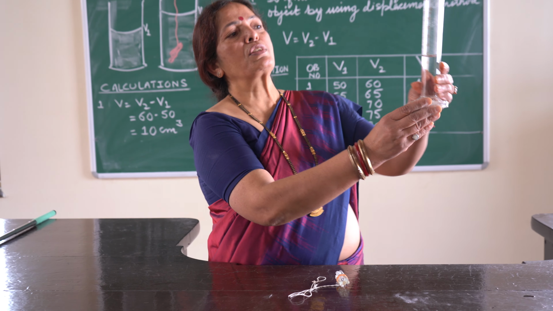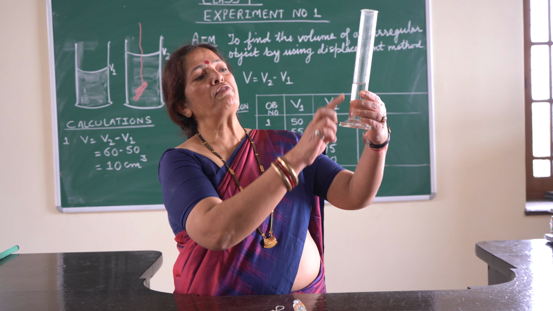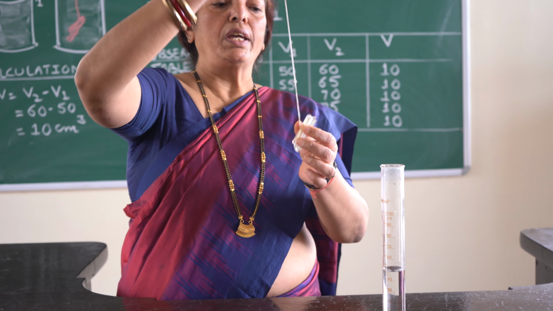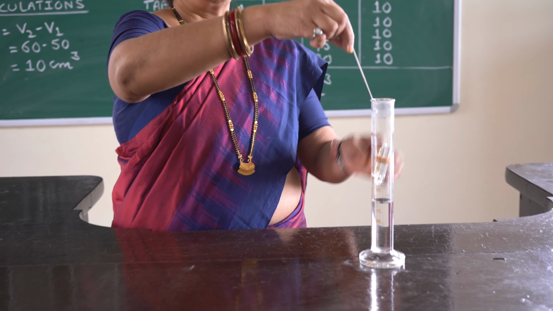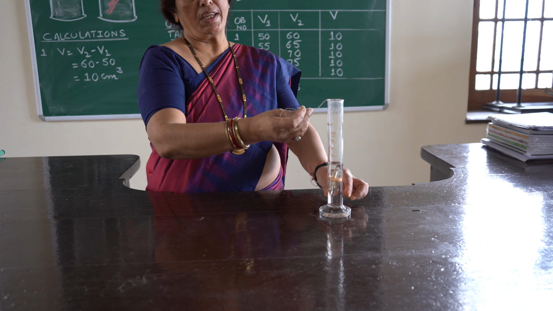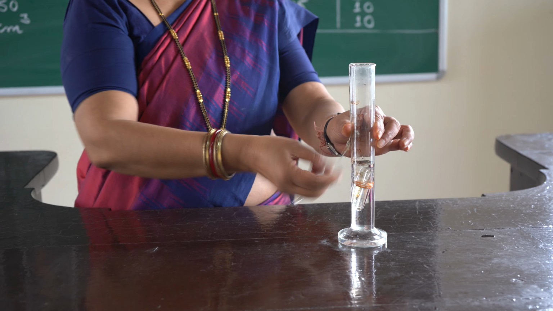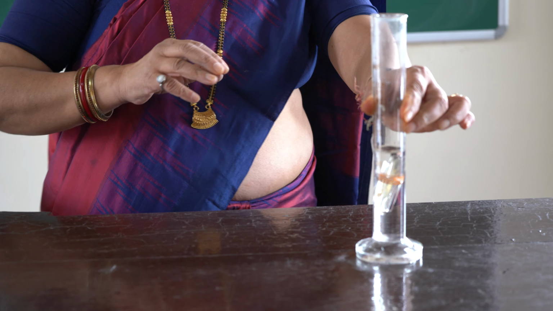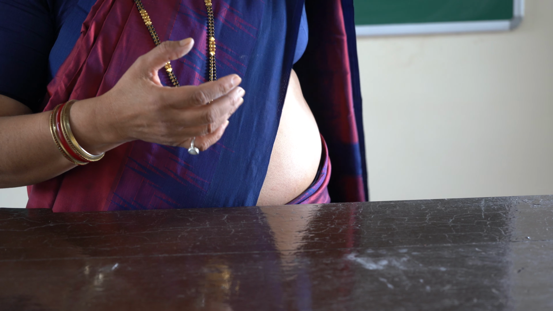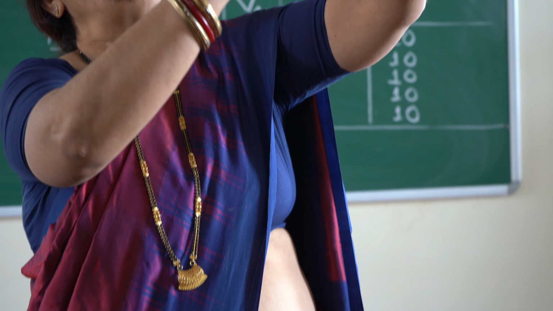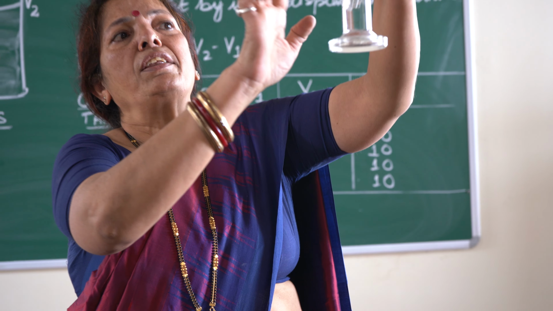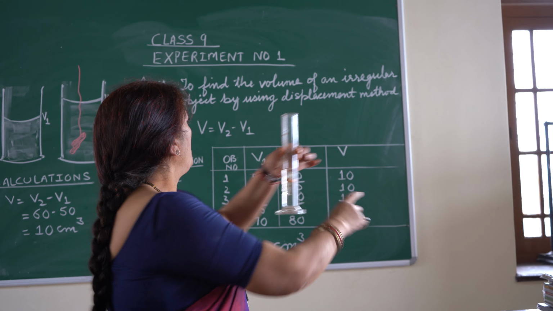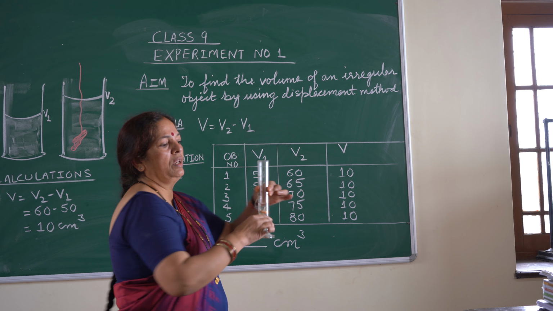This is the measuring cylinder I'm using, and I have already filled it up to 50 centimeter cube. I take this irregular body and I immerse it inside. Now on immersing the body in water, I find the water level is going to rise. So you have to either bend and see the water level, or if you feel that is too much to bend, then you can just raise it a little higher and see the lower meniscus here. And this value is going to be the V2 value which you have to put here in the observation table.